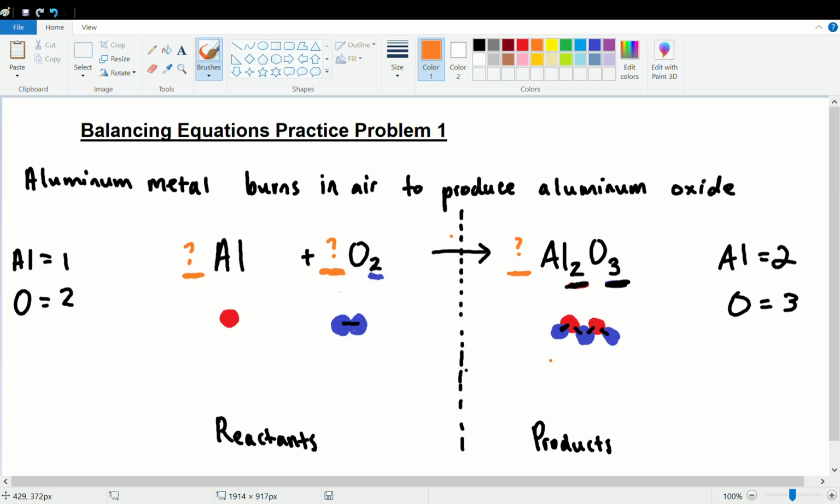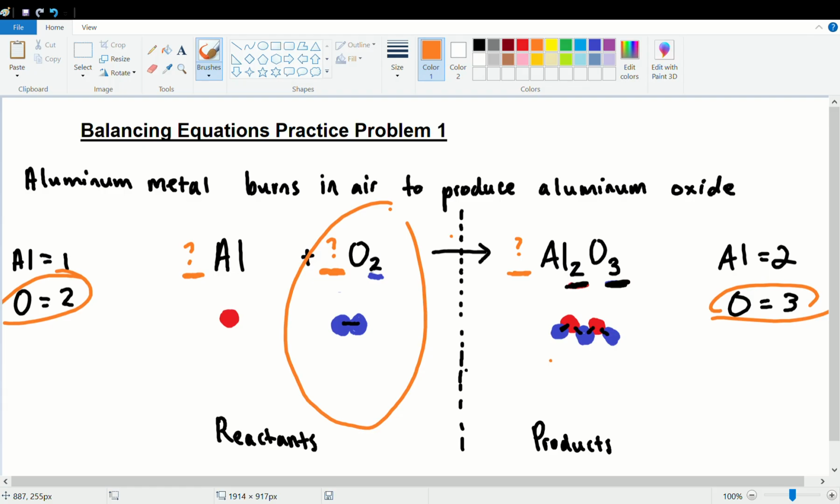And so what I want us to focus on right now are the oxygens. I always like to start with the oxygens first. I see that I have 2 oxygens on the left and 3 oxygens on the right. So what I want you to think about is, what is a common multiple of 2 and 3? If I multiply 2 times 3 together, I get the number 6. So I'm wondering, is there a way that I can get 6 oxygens on the left, and then can I also somehow get 6 oxygens on the right?